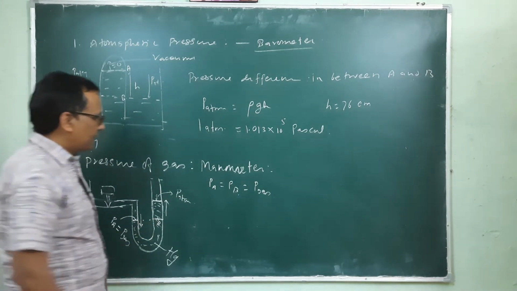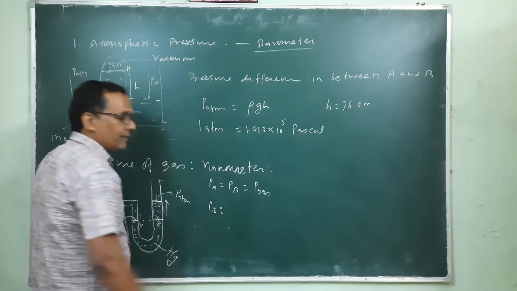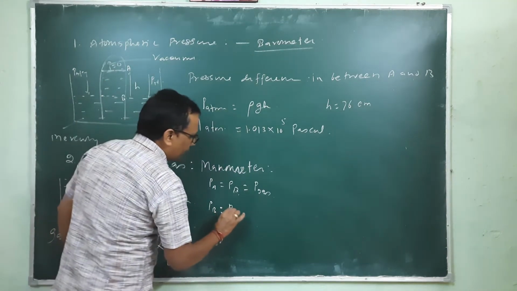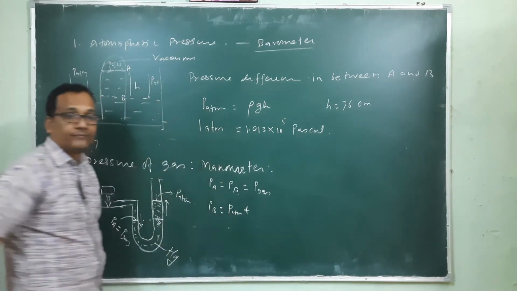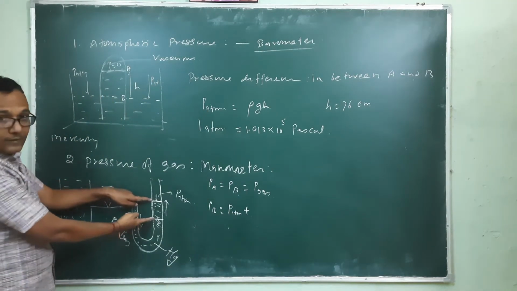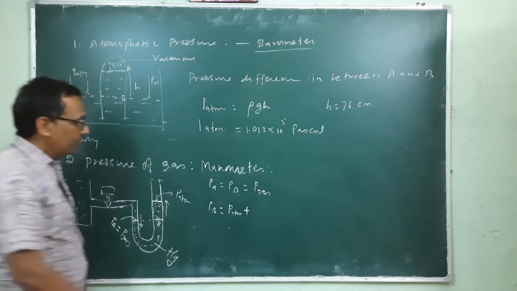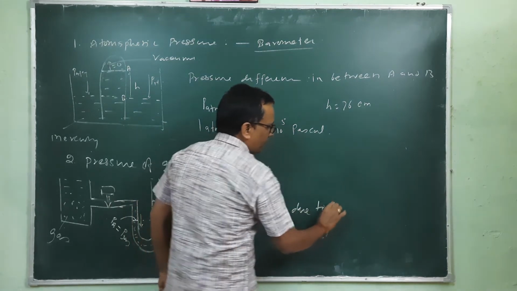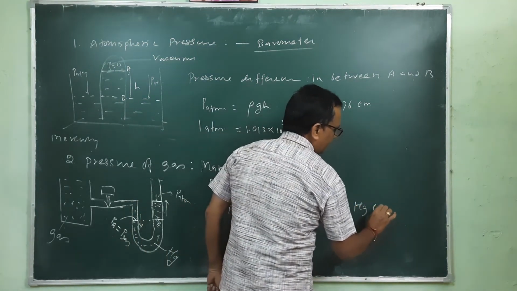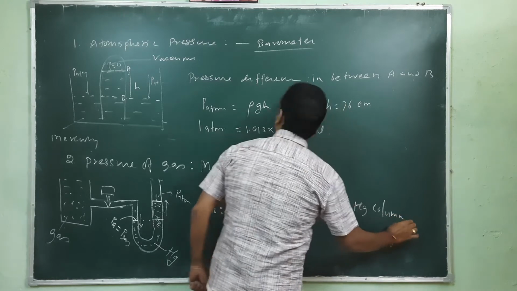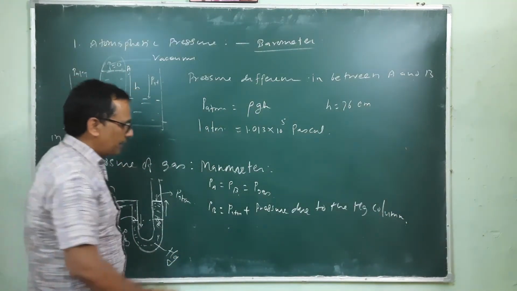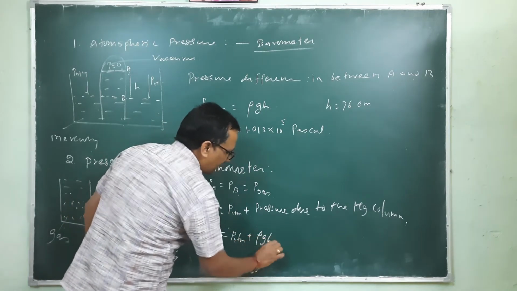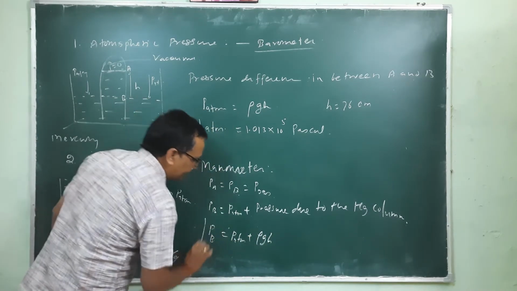And in this case, this PB is equal to the atmospheric pressure, P atmospheric, plus the pressure due to the mercury column. So this is the pressure due to the Hg column. Similarly, we can calculate this as P atmospheric plus rho g multiplied by h.